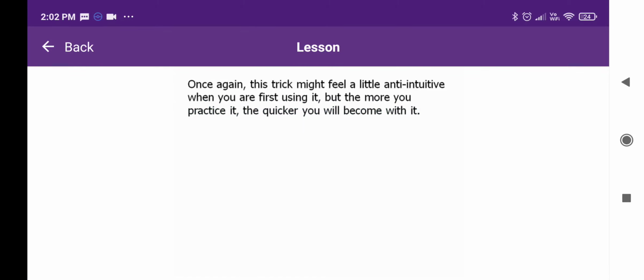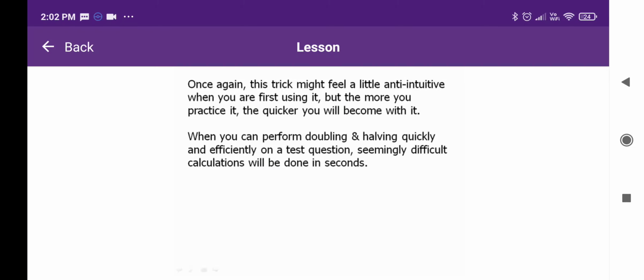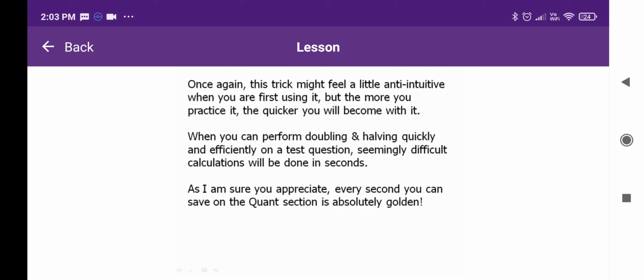Once again, this trick might feel a little unintuitive when you are first using it, but the more you practice it, the quicker you'll become with it. When you can perform doubling and halving calculations quickly and efficiently on the test, seemingly difficult calculations will be done in seconds. As I am sure you appreciate, every second you can save on the quant section is absolutely golden. It's very important to have as many time-saving strategies as possible on the quant section of the test.